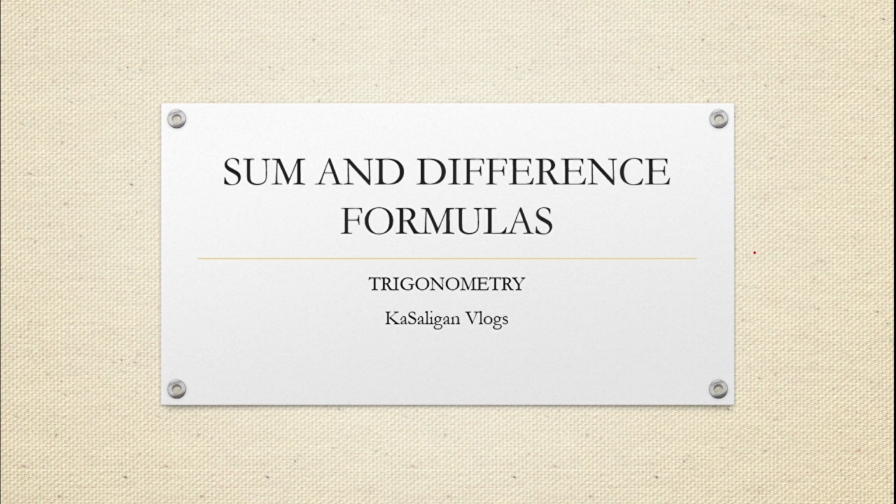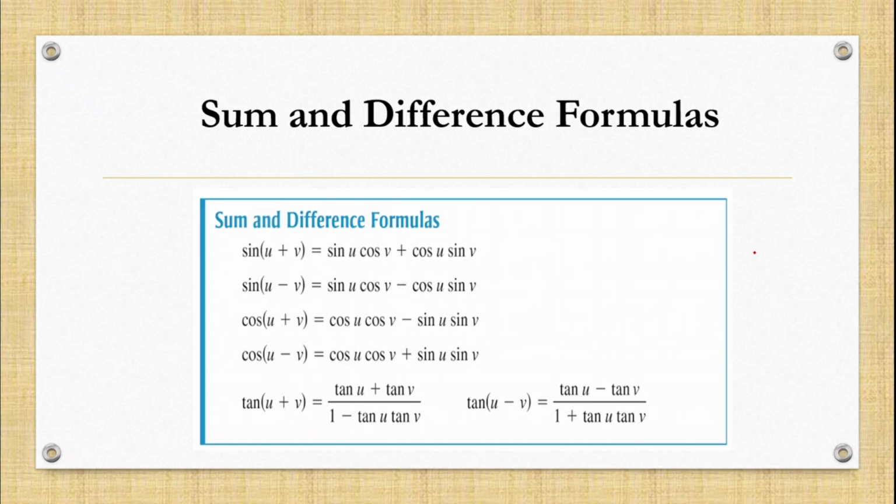So, trigonometry. Let's start with the sum and difference formulas. We have sine of the quantity u plus v is equal to sine u cosine v plus cosine u sine v. Sine of u minus v is equal to sine u cosine v minus cosine u sine v. Cosine of u plus v is equal to cosine u cosine v minus sine u sine v. And we have cosine of u minus v is equal to cosine u cosine v plus sine u sine v.